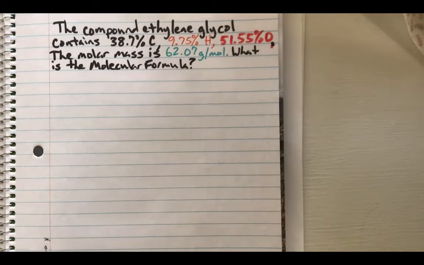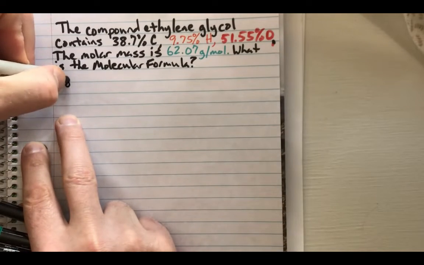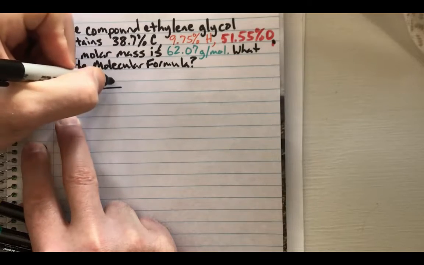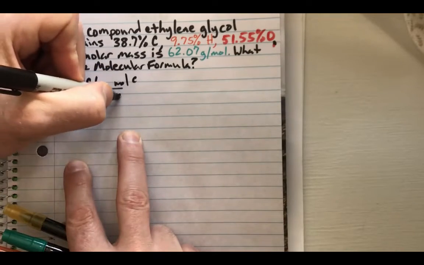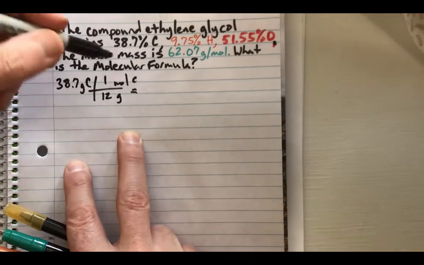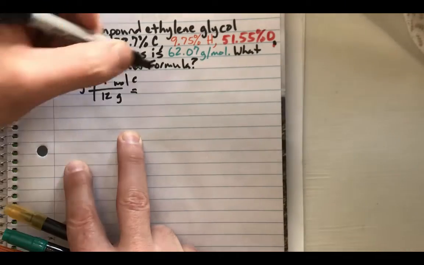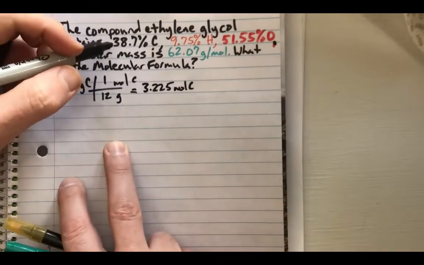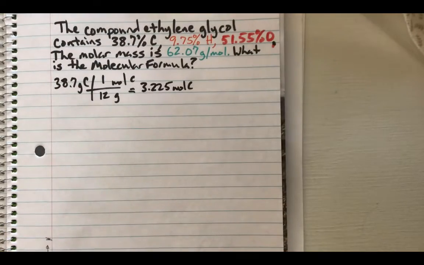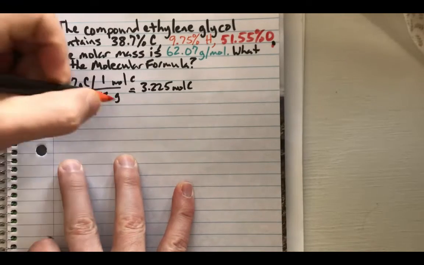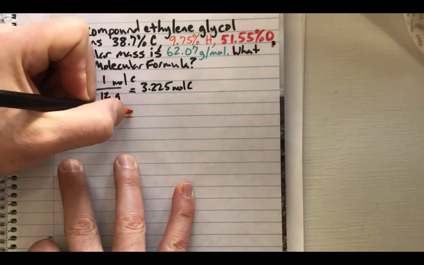So I take 38.7 percent. I make that into grams for carbon, and we're going to convert that to moles of carbon. Then I find off the periodic table that 1 mole of carbon has a molar mass of 12. So I'm speeding this along. When I divide this out, 38.7 divided by 12, I get 3.225 moles of carbon. Then I take the 9.75 percent of hydrogen, I make that into grams of hydrogen, and I convert that to moles of hydrogen.